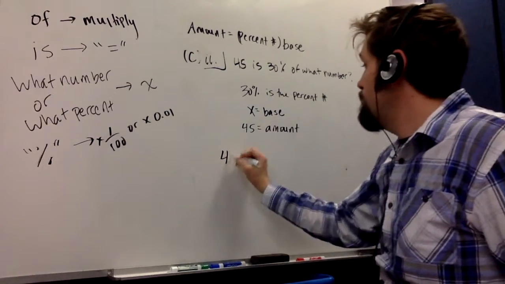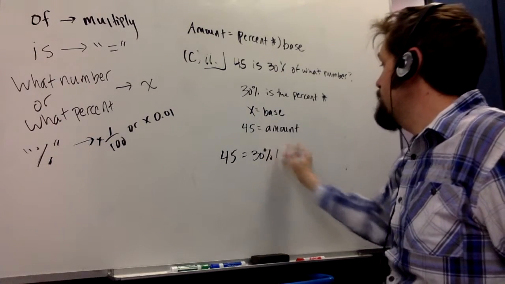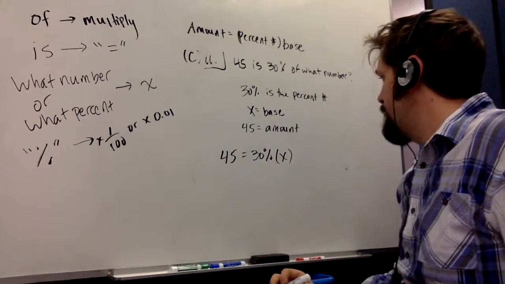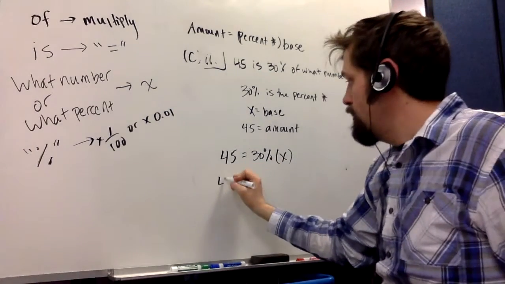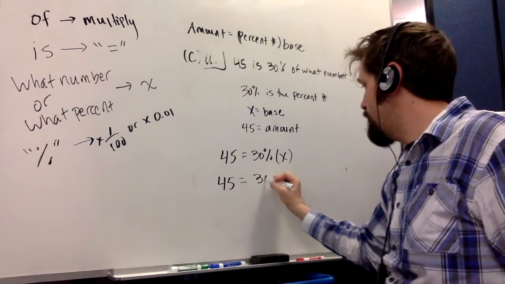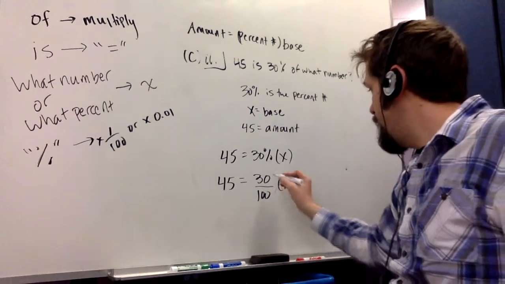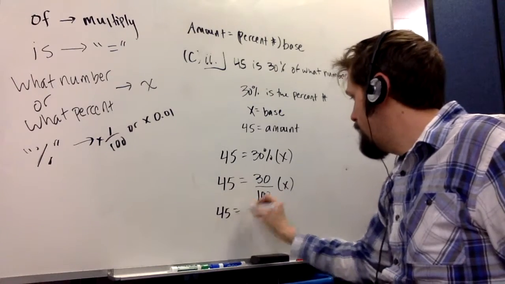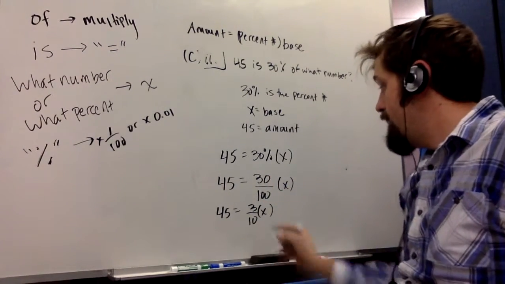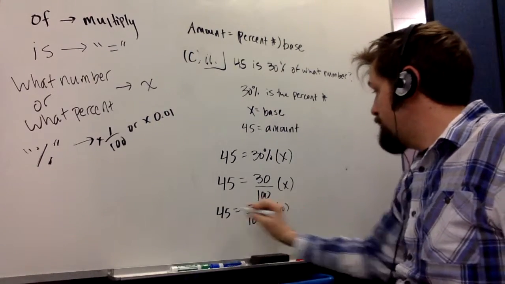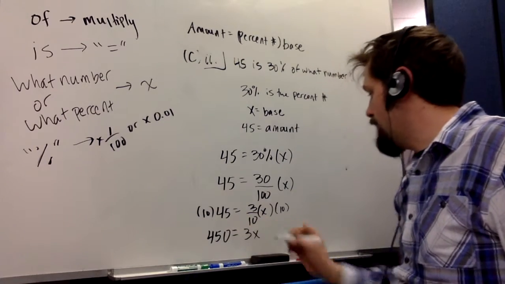Now, 45 amount equals 30% times our unknown. Now, how are we going to simplify this? Like so, 45 equals 30 over 100 times x. And now I can rewrite this as 3/10 times x. And now I can multiply both sides by 10, and that makes 450 equals 3x.